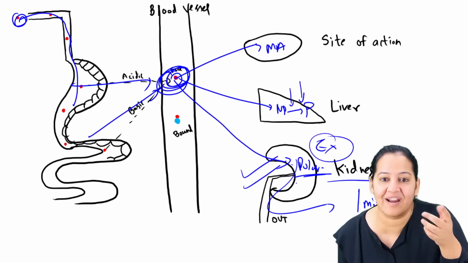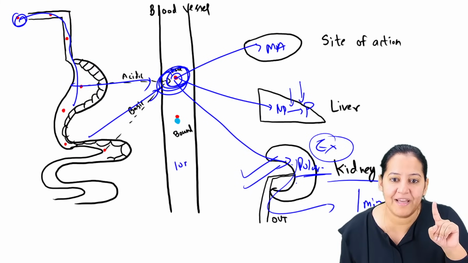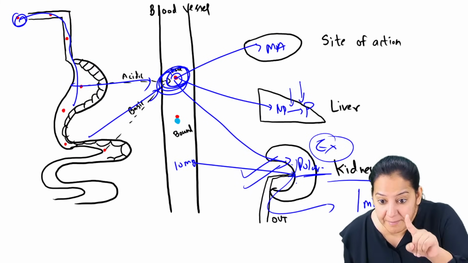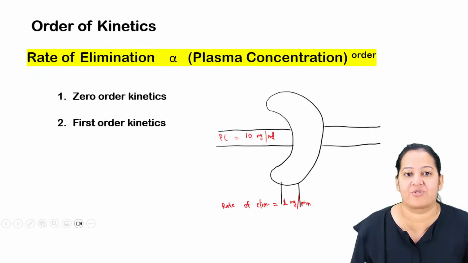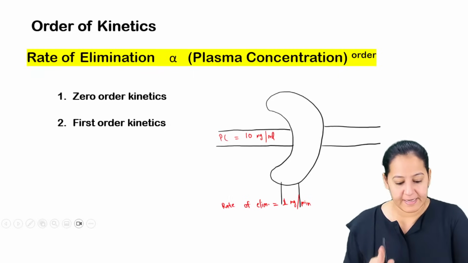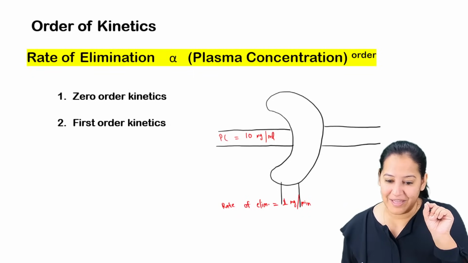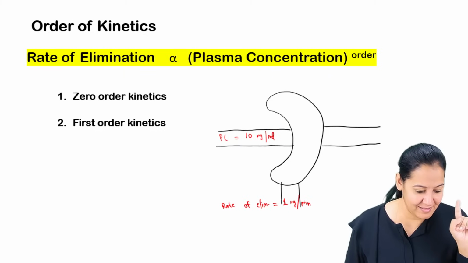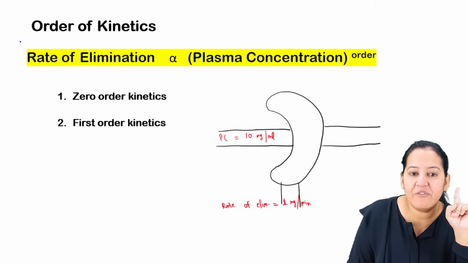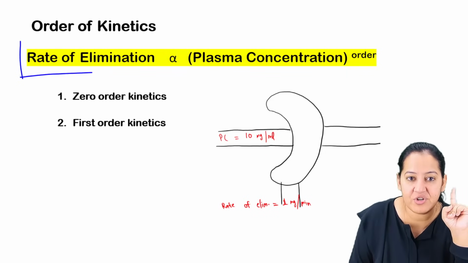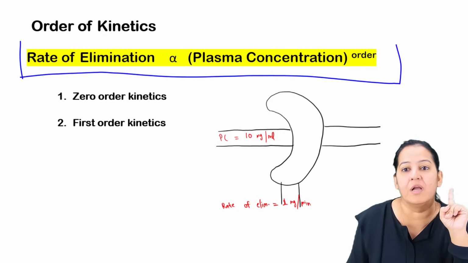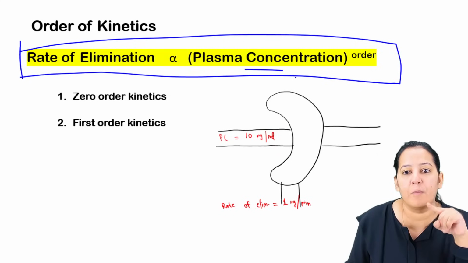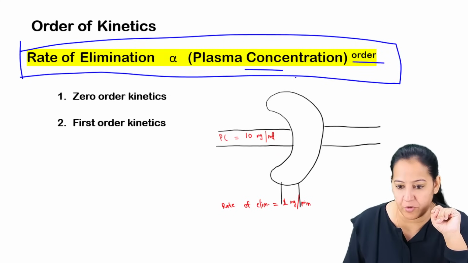How much is going from the blood in 1 minute? Just suppose in the blood 10 milligram is there. Out of 10 milligram, in 1 minute, how much is excreted in the urine? What is the rate of excretion? So there is a formula. Now we will read a little bit about the chemistry. What is the rate of excretion or elimination? The rate of excretion or elimination is directly proportional to the plasma concentration of the drug to the power of the order. This is a formula.